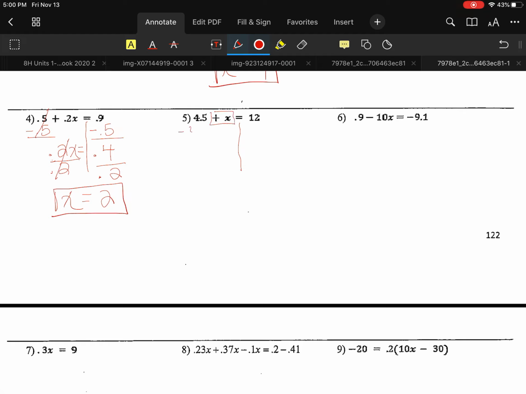So I'm going to start by just subtracting the 4.5. Really nothing else going on in this problem. So the opposite of adding a 4.5 or a positive 4.5 is to subtract it. I now have x equals 12 minus 4.5 gives me 7.5. Box it up. Answers are nice and clear.